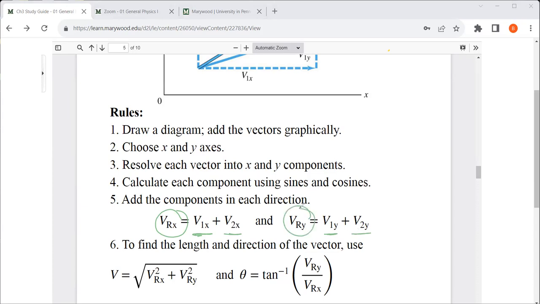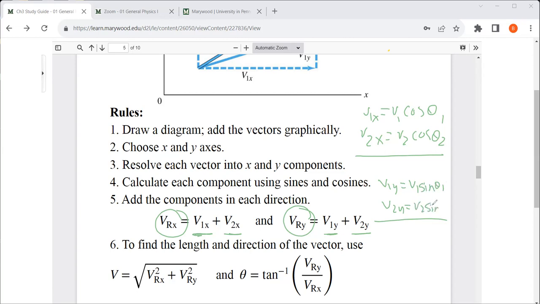Here I wrote down that v1x equals v1 cosine theta 1, v2x equals v2 cosine theta 2. You have to add these together. Similarly for v1y and v2y. So this is basically vrx. Vrx means the x component of the resultant vector, and vry is the y component of the resultant vector.